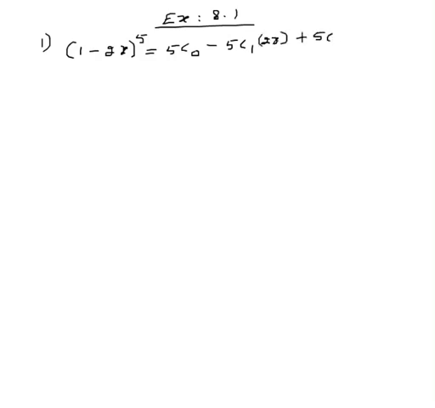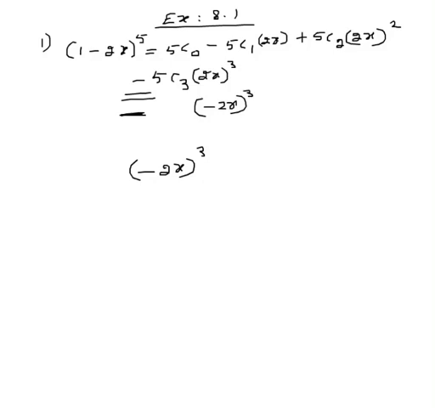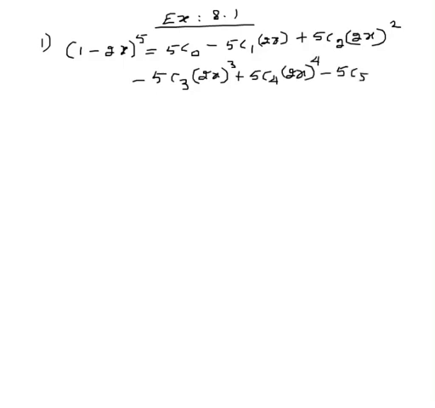plus 5C2, 2x the whole square, minus 5C3, 2x cube. Actually it is minus 2x the whole cube. That minus sign is written here. So don't write minus here as well as minus 2x the whole cube here. Plus 5C4, 2x raised to 4, and minus 5C5, 2x raised to 5.